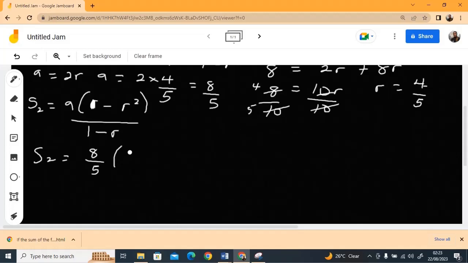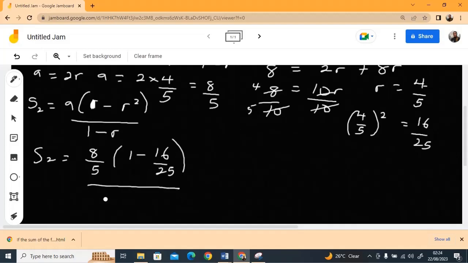Open a bracket, 1 minus R squared. Since it's R squared, that will be 4 over 5 squared. This is how it looks. 4 squared is 16, and 5 squared is 25. So you replace this with what is there. So it's going to be 16 over 25. You close the bracket, over 1 minus 4 over 5. Hope you get what I'm doing.